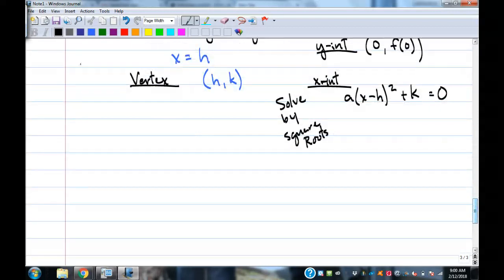Whoa, wait, sorry, I forgot. Domain. What's the domain of a quadratic? All real numbers. Negative infinity, positive infinity. The range. What about our range?